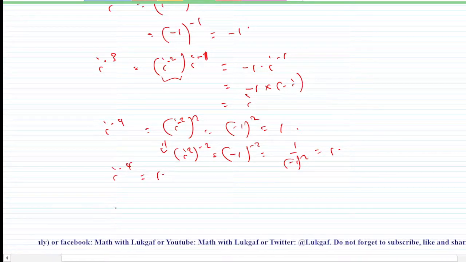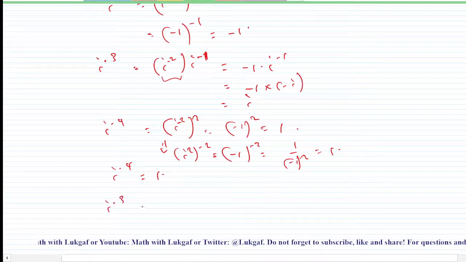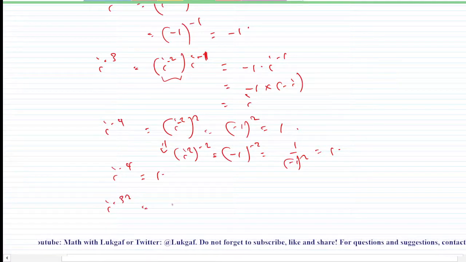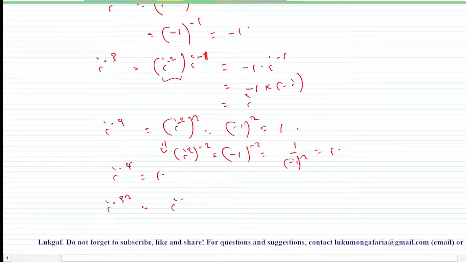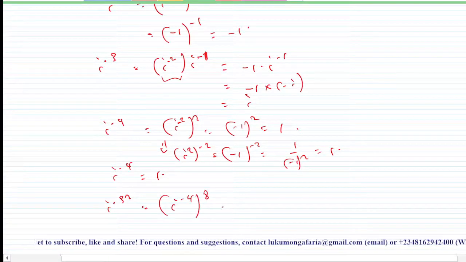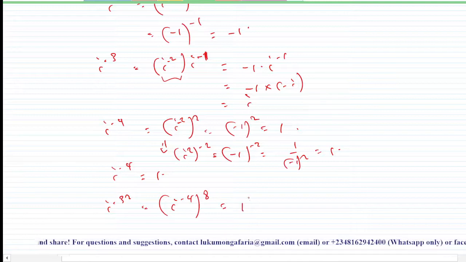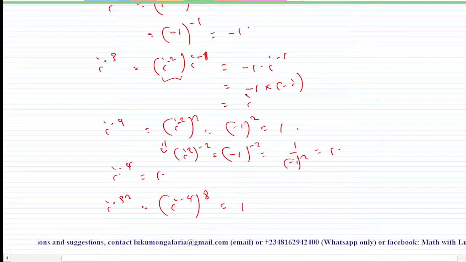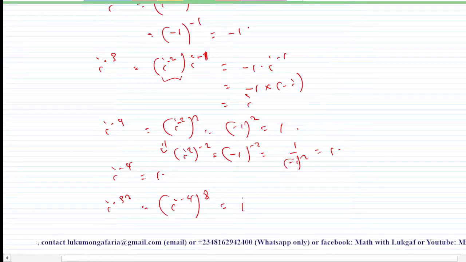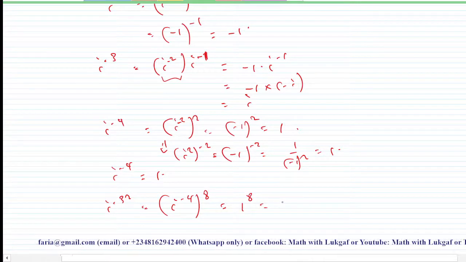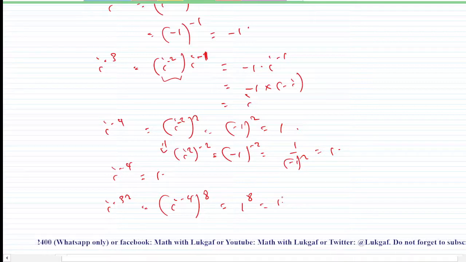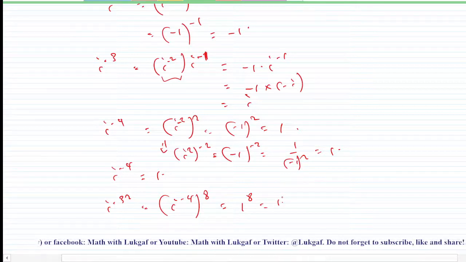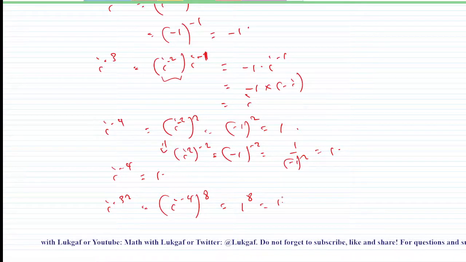Okay, now in general, can you do this? This is not difficult. I can simply say this is the same thing as i raised to minus 4, everything raised to power 8. And that will give me 1, because i raised to power 4 here, we obtained it to be 1, and 1 raised to power 8 is equal to 1. You can see this is very simple to do. So that's how you can find the power of a complex number.